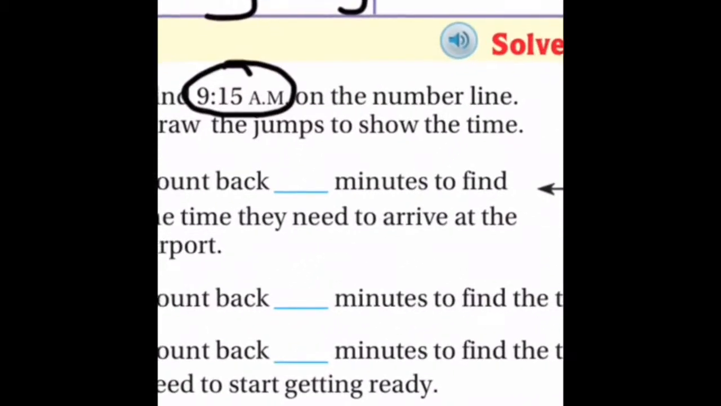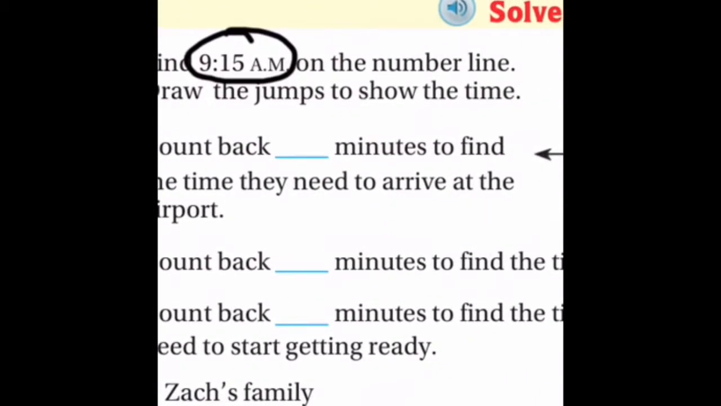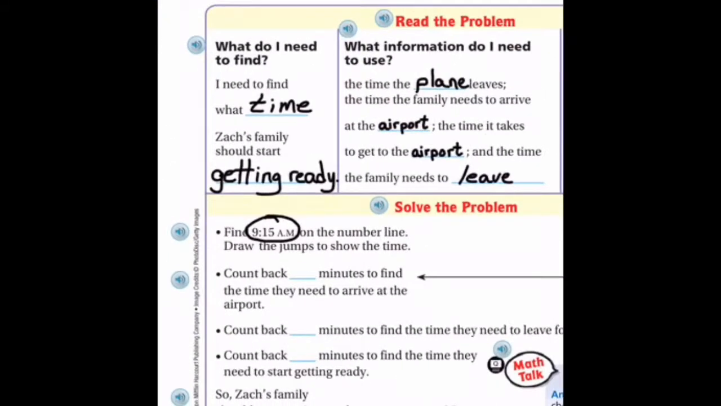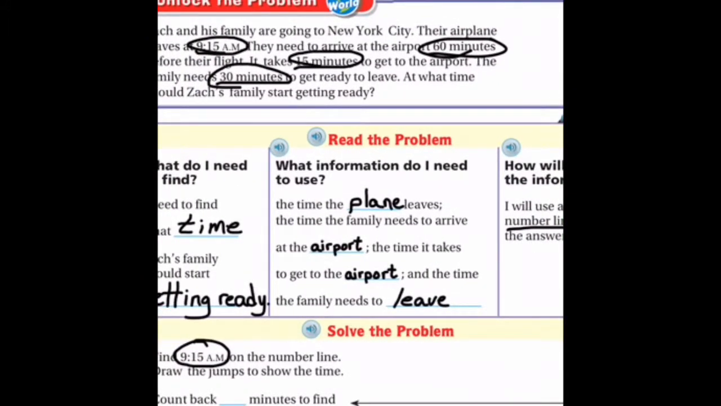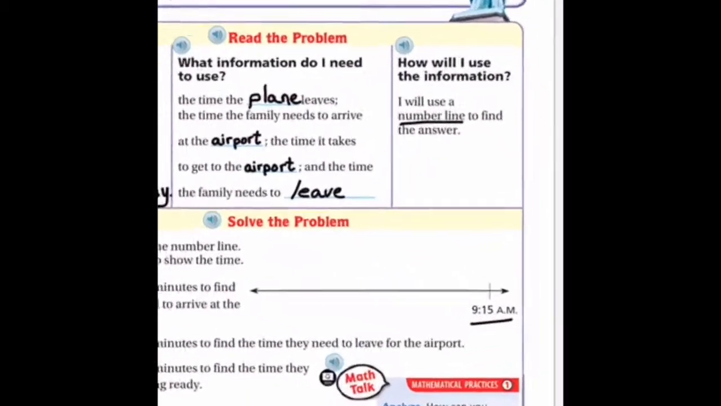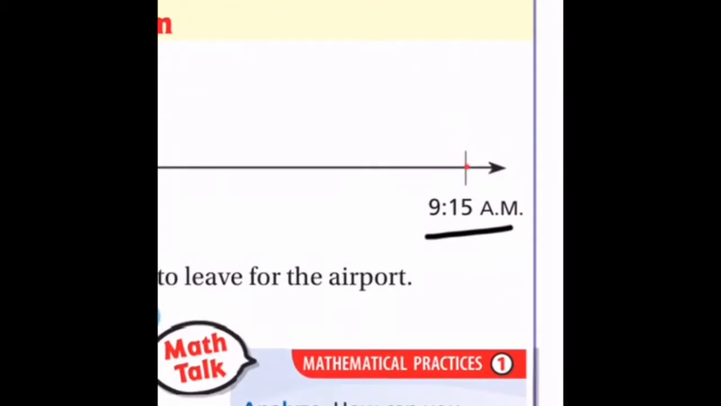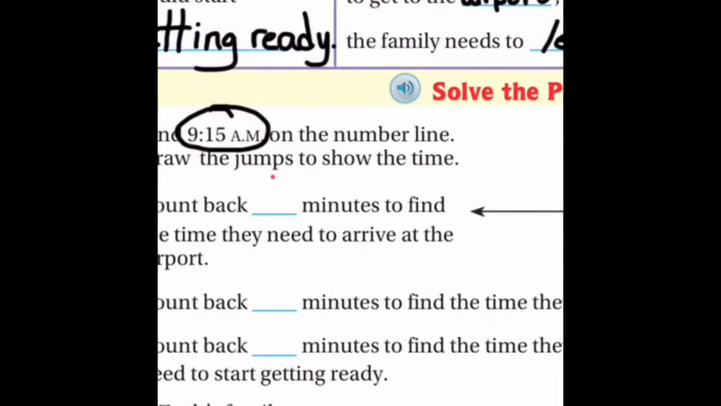We're going to count back a certain number of minutes to find the time they need to arrive at the airport. Now we know that they have to get to the airport 60 minutes before their flight leaves at 9:15. So that 60 minutes, they have to get there an hour before the plane leaves. So that's the 60 minutes here. 9:15 a.m. minus 60 minutes gets us to 8:15 a.m. Okay? So that was 60 minutes there.